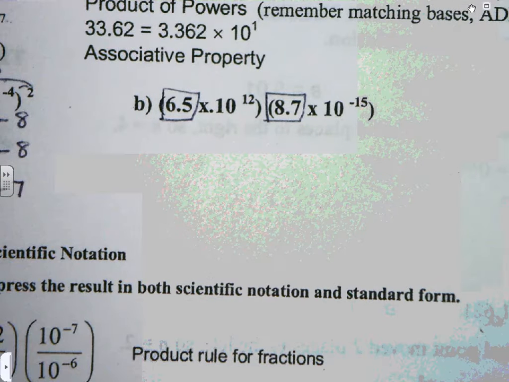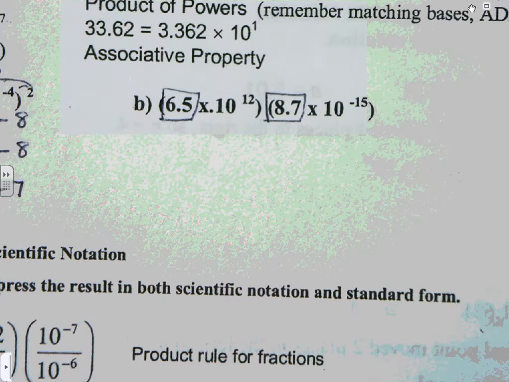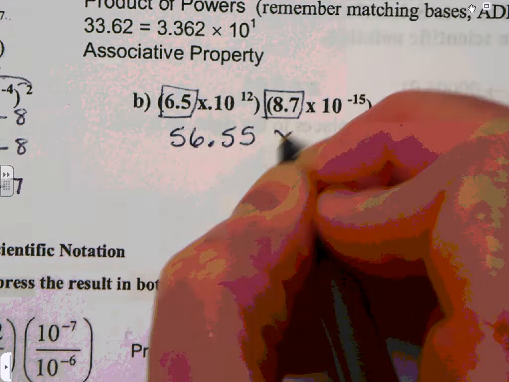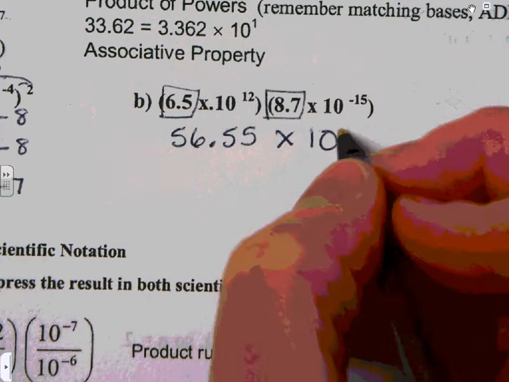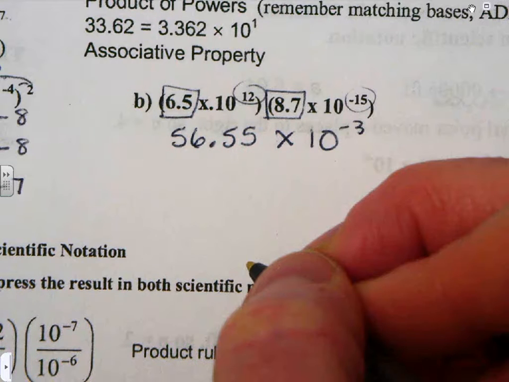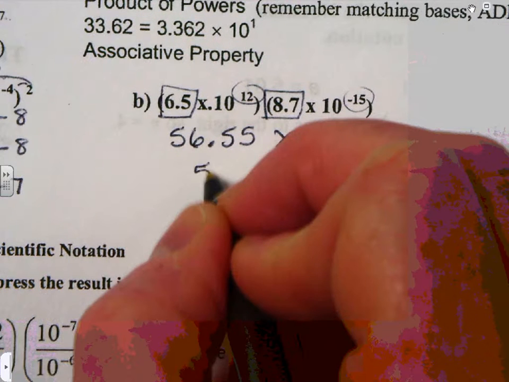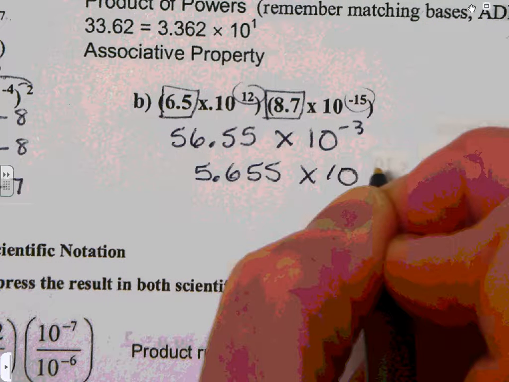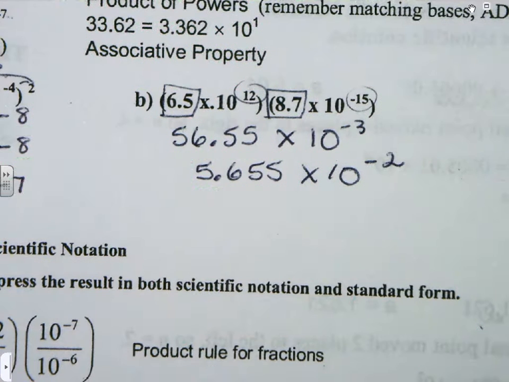6.5 times 8.7 is what? Say it louder. I'm old. 56.55? Yes. Okay. And times 10 to the what now? Negative 3. Good job. We added our exponents together on the bases that match. Is it scientific notation? No. So what does it need to be? 5.655 times 10 to the negative 2. Now, what would it be if I wrote it in standard notation?